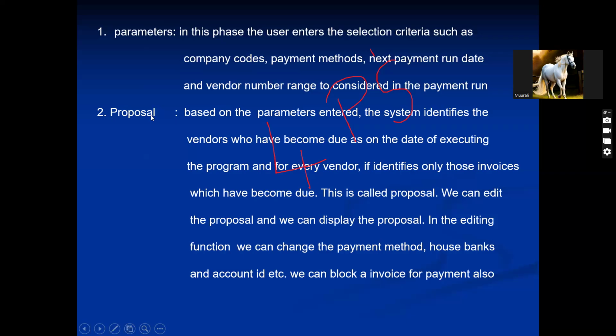In this proposal, the system is going to pick that invoice which is due. That is called a proposal. You can edit the proposal. I'm going to show it at the time of the configuration. In this proposal, even if you say I don't want to make the payment for a particular invoice, or the invoice is subject to verification, I can do all the controls under the proposal option.